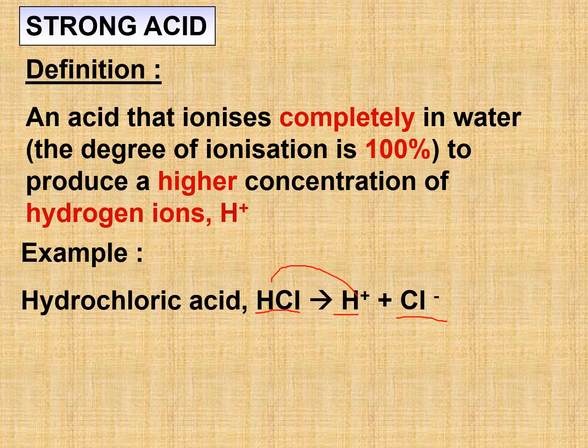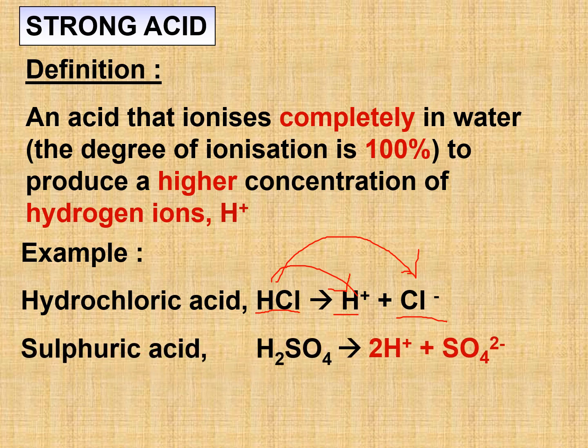Okay, it becomes two types of ion, H+ and Cl- ion. Next one, we have sulfuric acid. Actually, you have to write down first, for acid, you should have H+ ion. For sulfuric acid, 2H+ ion will be written down as the ions that are produced from the ionization of the sulfuric acid. And the second one is the sulfate ion.